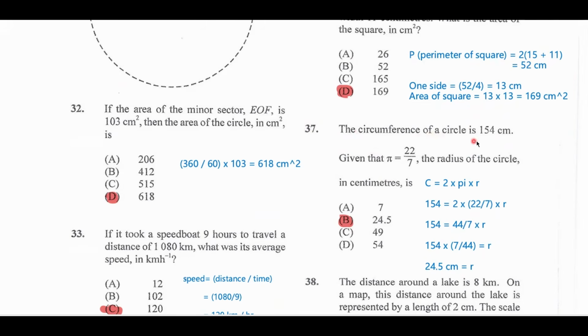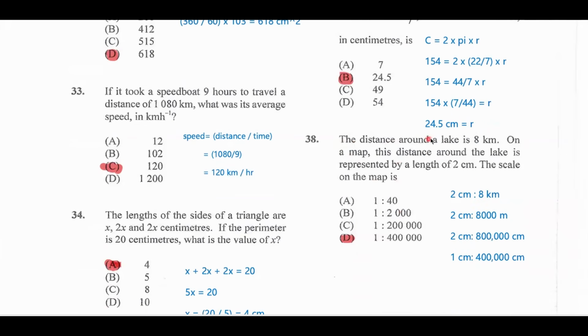So 37, the circumference of a circle is 154 cm. Pi is 22/7. The radius of the circle in cm is? Okay, well, we know circumference is 2 by pi by r. So 154 equals 2 by 22/7 by r. 2 by 22/7 is 44/7. Then we divide the 154 by 44/7, which is like flipping and multiplying the fraction. It'd be 154 by 7 over 44. When you do your simplification and division, you get 24.5 cm for the radius.